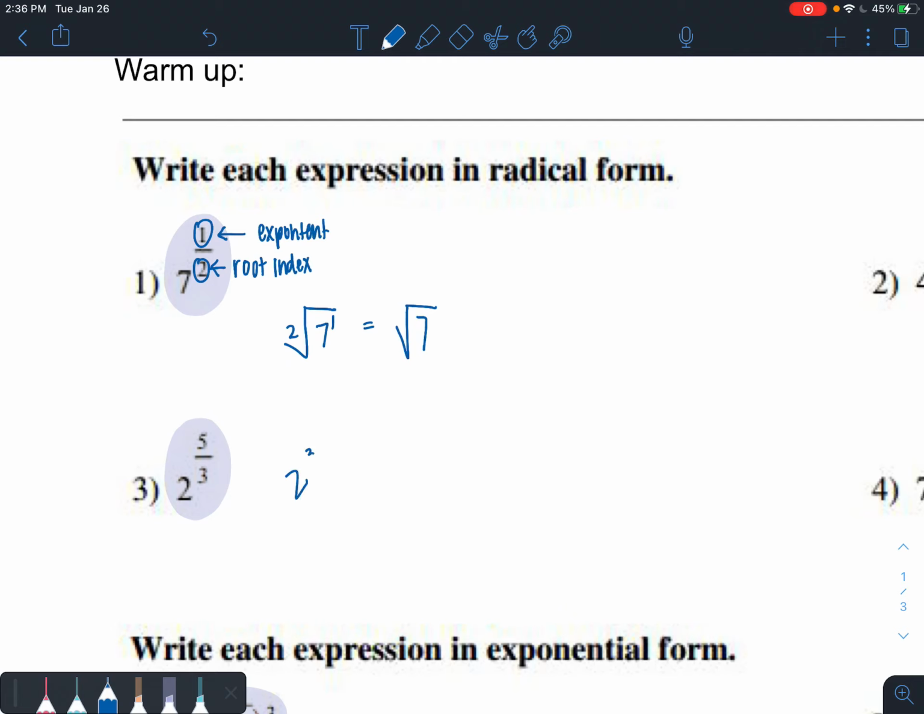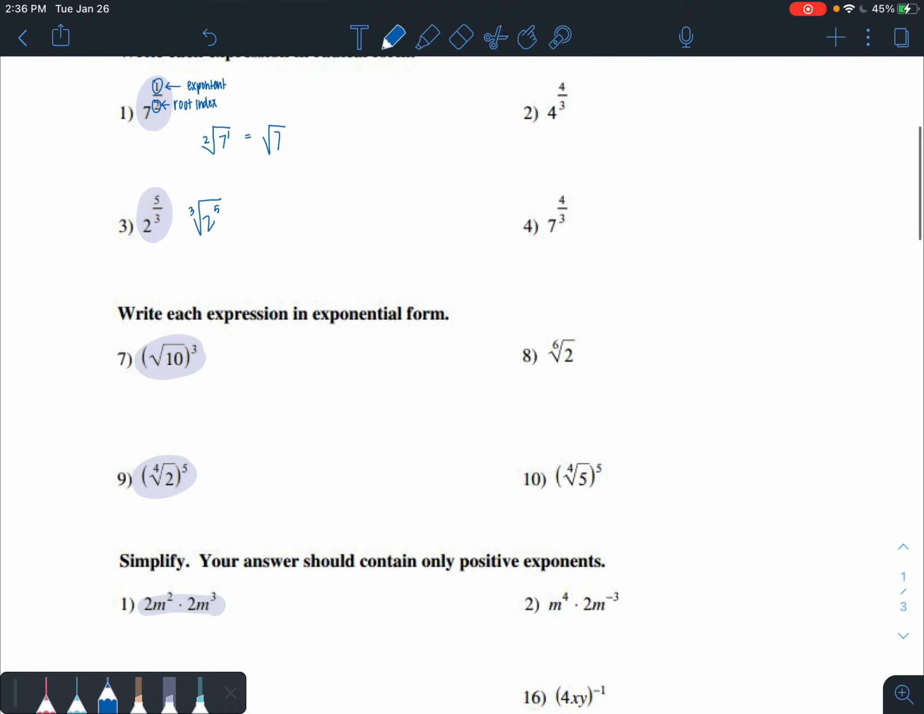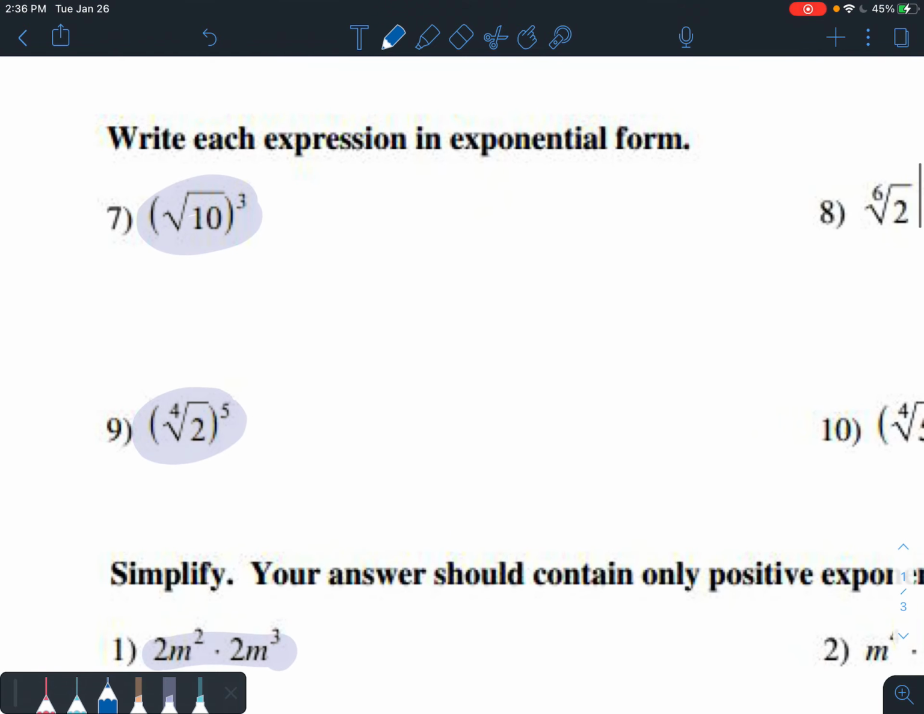So we get 2 to the 5th in the cube. It does not simplify. We'll just leave it like that. Okay, so let's go ahead and do these next ones.